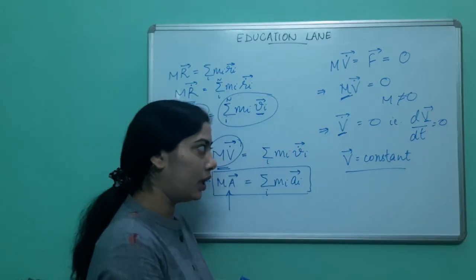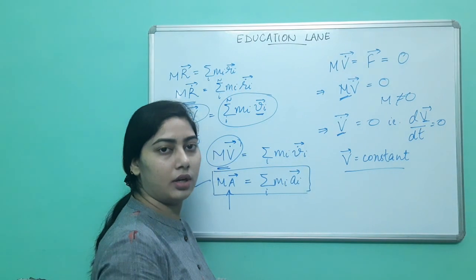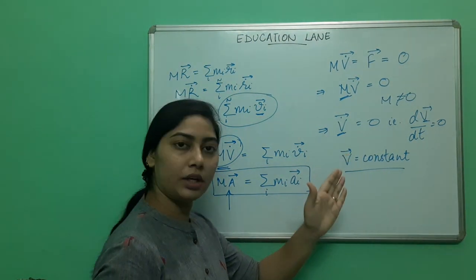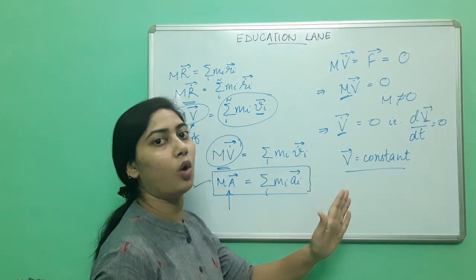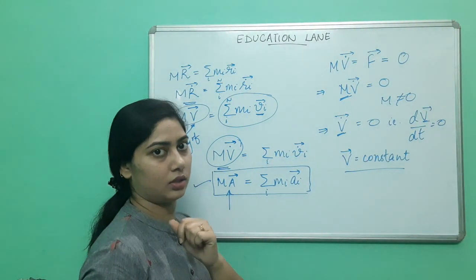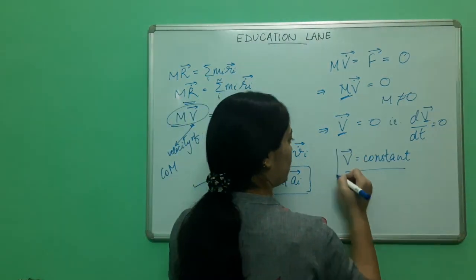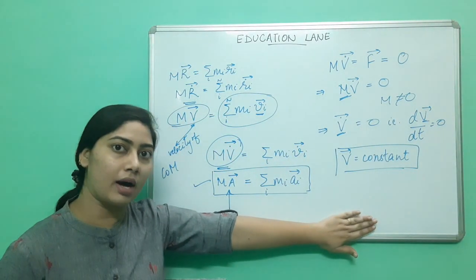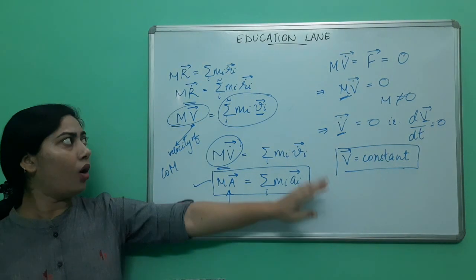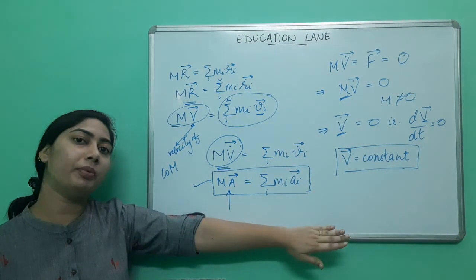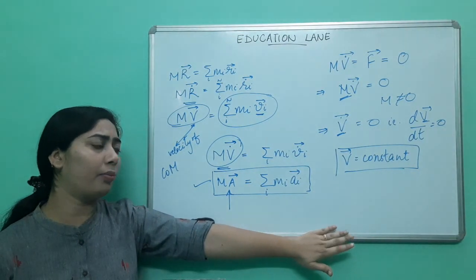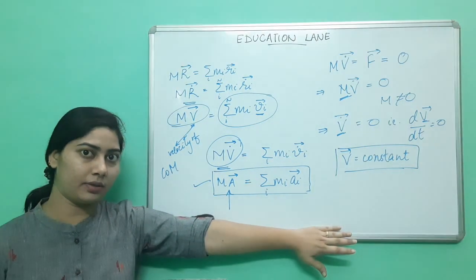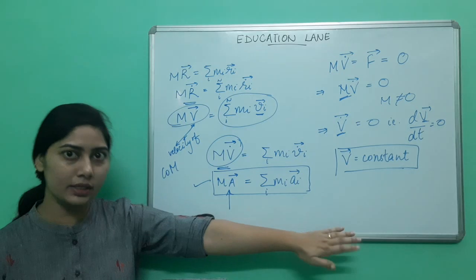So, if my total external applied force is 0, then the velocity of the center of mass will always be constant throughout. So, this is the result. Now, using this center of mass concept, I am going to tell you about a multi-particle system or a system of particles, which I will teach you in the next video.